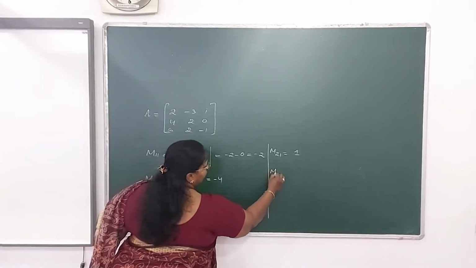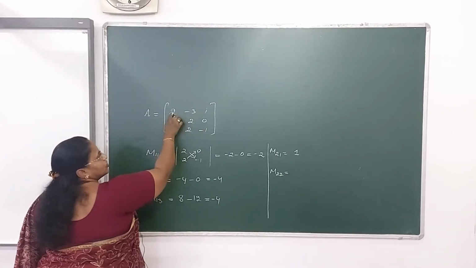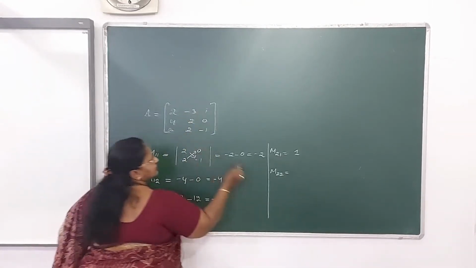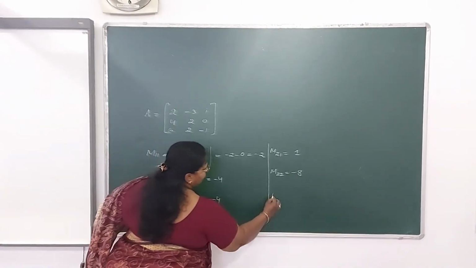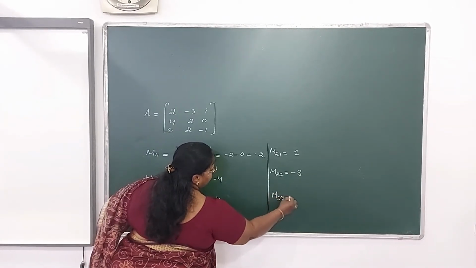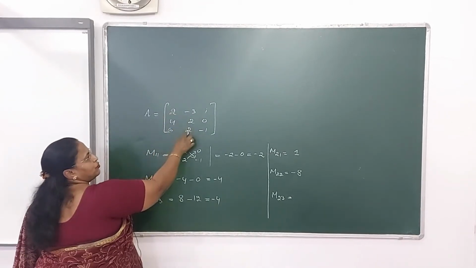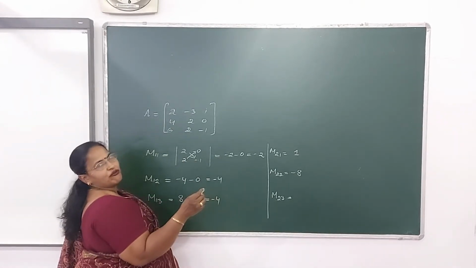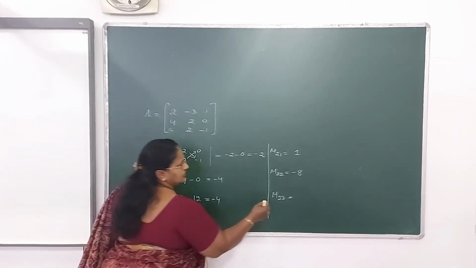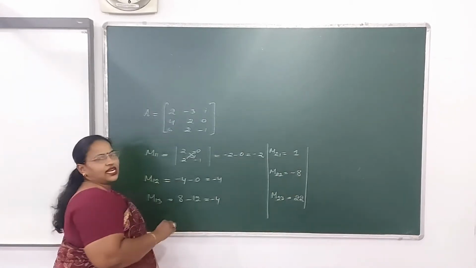Next element M22. Delete the second row and second column. So it's minus 2 minus 6, it comes like minus 8. Second row, third column, M23. What will be M23 equal to? Delete the second row and the third column. It's 2 into 2, 4 minus of minus 18. 4 minus of minus 18 means 4 plus 18. That will result 22. Second row done.